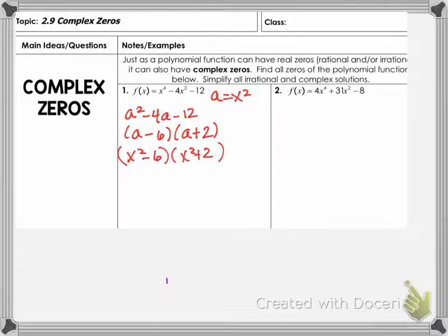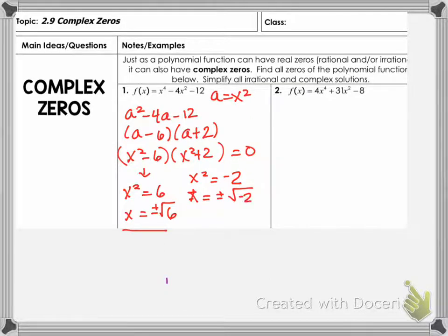Now this one's like we did before: we set both factors to 0. We get x squared equals 6, so x equals plus or minus the square root of 6. That's irrational. But look what happened when we set the other factor equal to 0. We get x squared equals negative 2. So now we have a negative over here. When we take the square root of both sides, we get plus or minus the square root of negative 2.